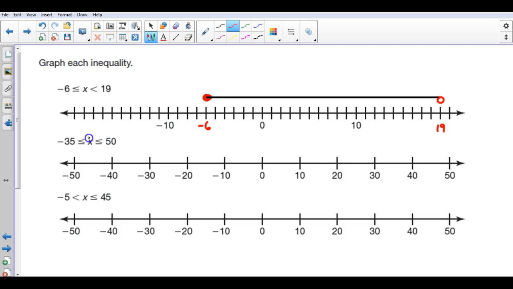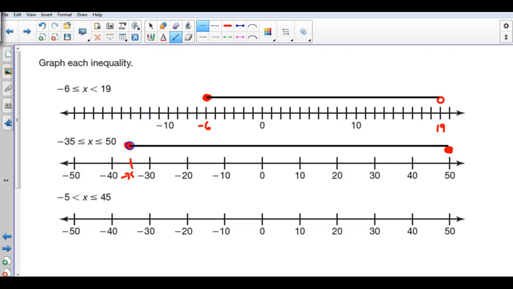Notice on both of these I have the or equal to part, so that means these are both going to be shaded in dots. I'm going to look at where -35 is, which will be right here on a number line, and I'm going to put a colored in dot right above it. I'm going to go all the way over to where 50 is, and I'm also going to put a dot there, and then we're talking about all the values between those.